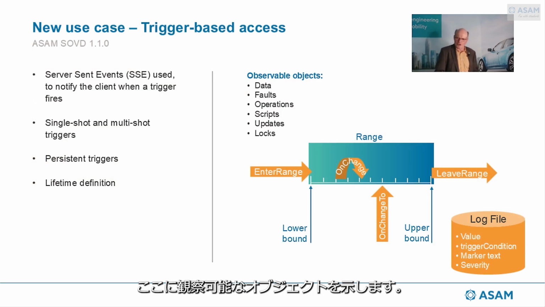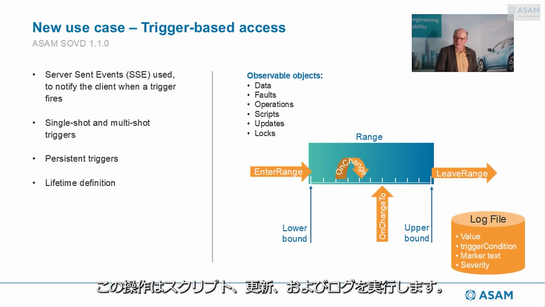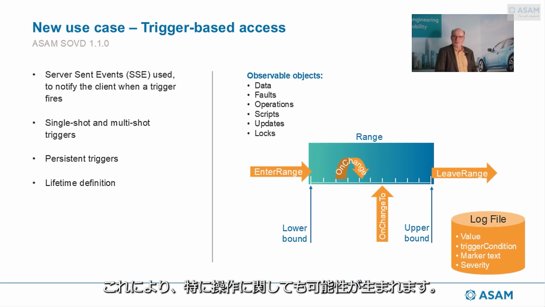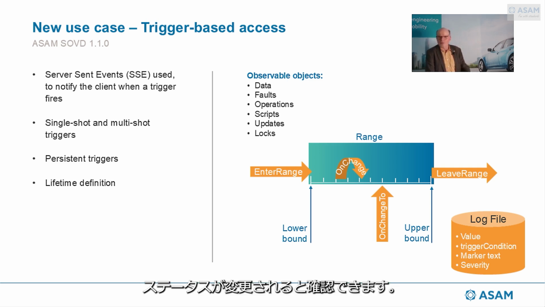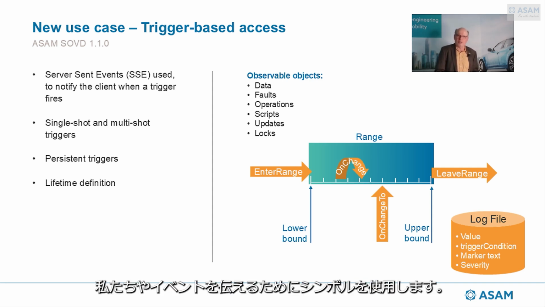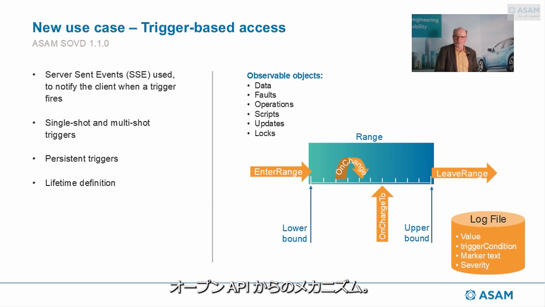You see here the objects which are observable. This is not only data, this is faults, these are operations, scripts, updates, and logs. This gives me also the possibility, especially for the operation, I can look when the status is changed. So, and we have here also not reinvent the wheel. We use simple the server send events mechanism from the Open API, and we will be informed about with the event when the condition is true which we have specified.